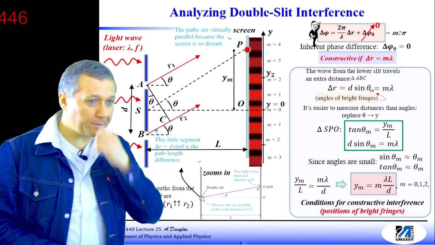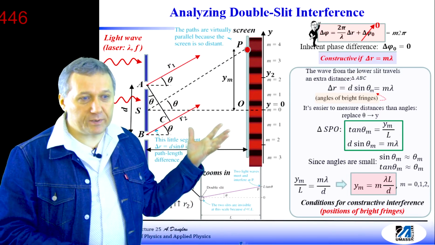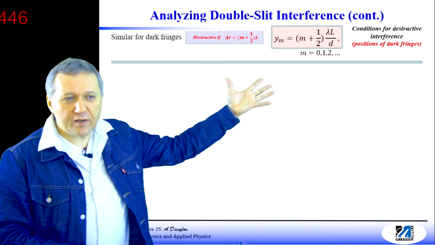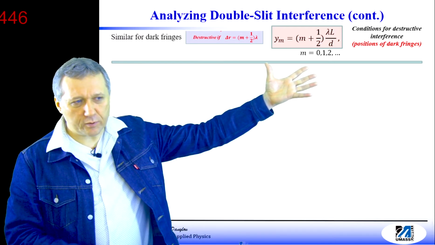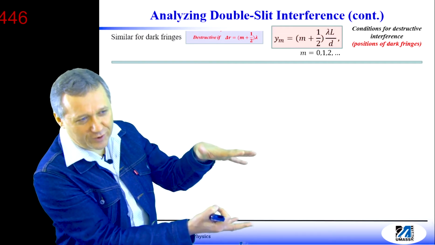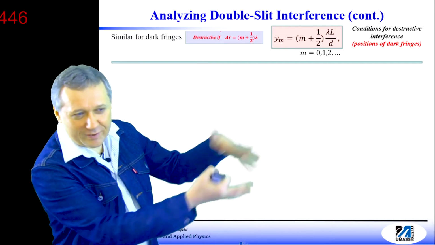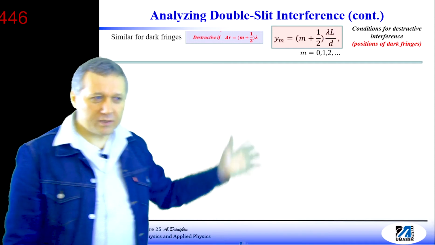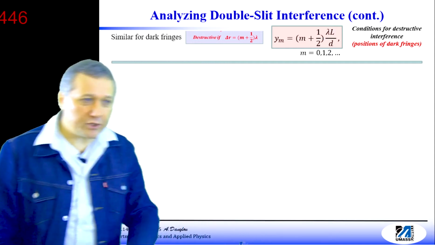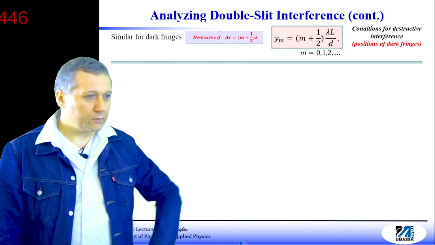Now, of course, very similar, you can write formulas for dark fringes, but usually these formulas are not used because dark spots are between two adjacent bright spots. So in the middle, there will be dark spots. So usually the formula from the previous slide is enough. Okay, so now an additional interesting feature.